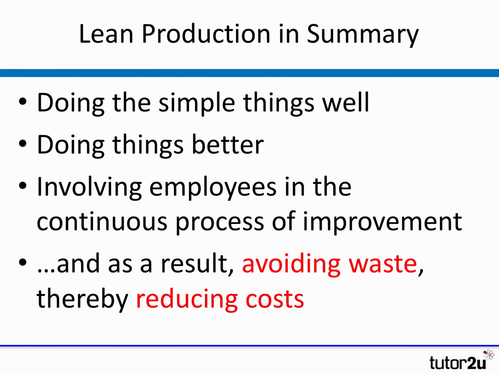In essence, lean production, the different methods of applying it, are all about doing things better in a business, doing the simple things well, and importantly, involving those involved in the business, the employees, in identifying all those small changes in the way things are done that as a result can reduce waste and therefore reduce business costs.